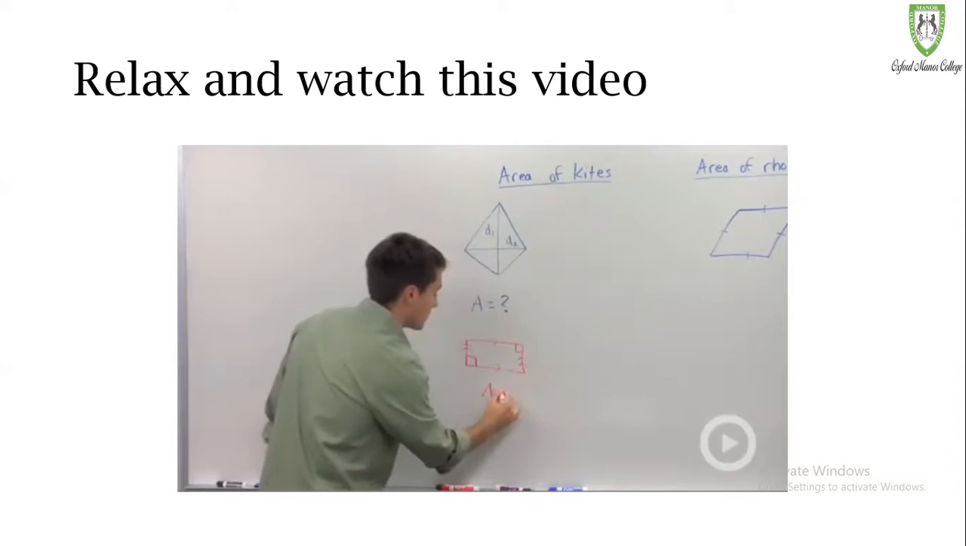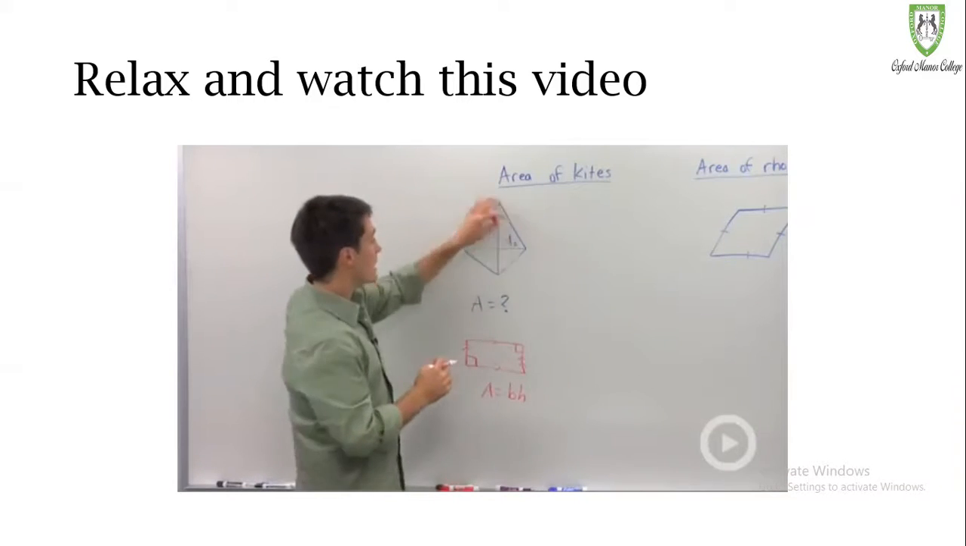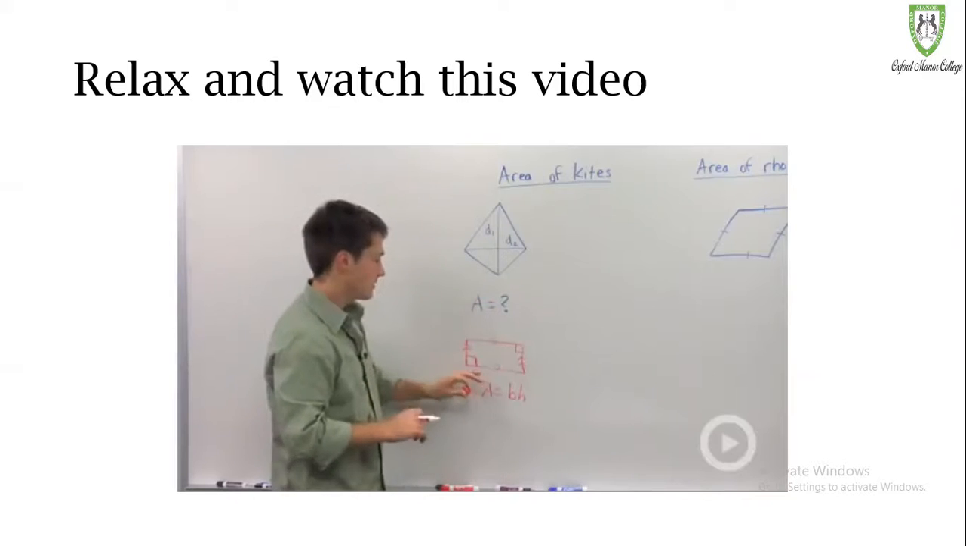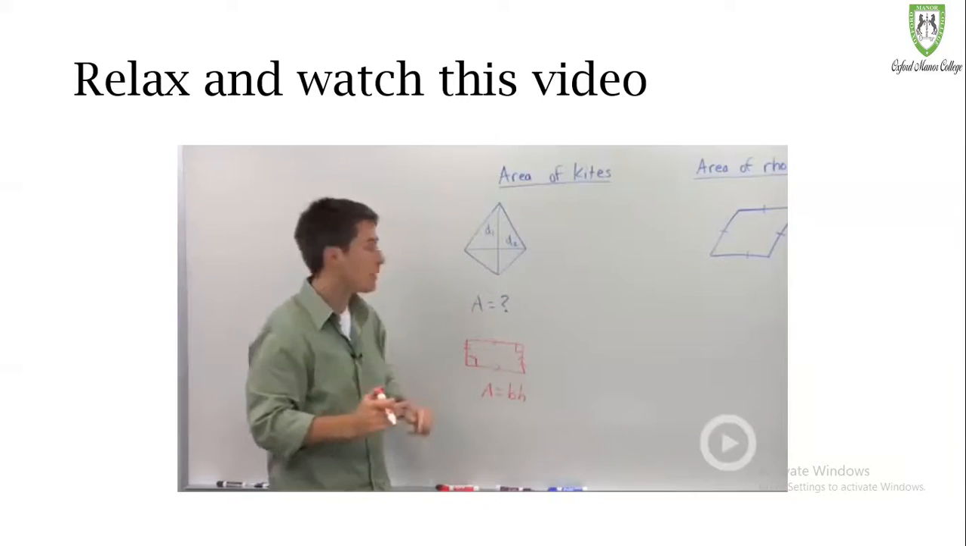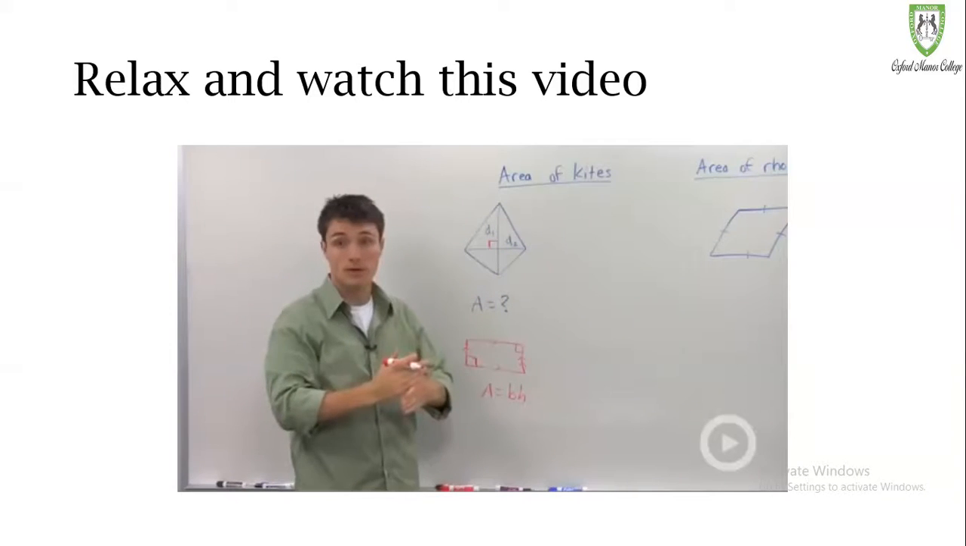we know that this area is going to be equal to its base times its corresponding height. So is there any way that we can take this height and rearrange its pieces to make a rectangle? Well, let's start off by what we know. We know that the diagonals in a kite are perpendicular.